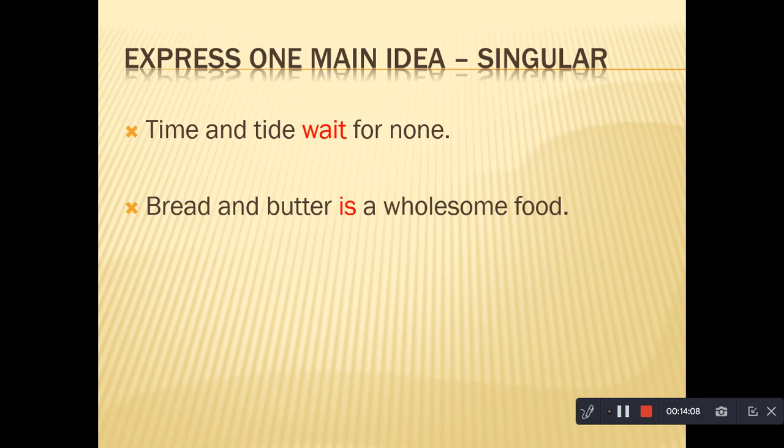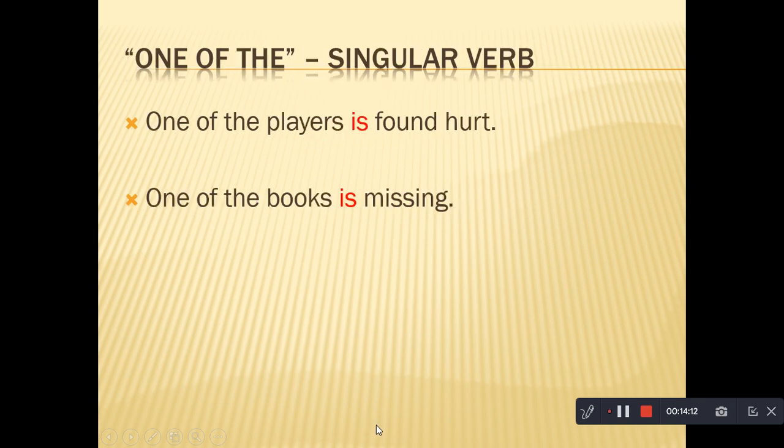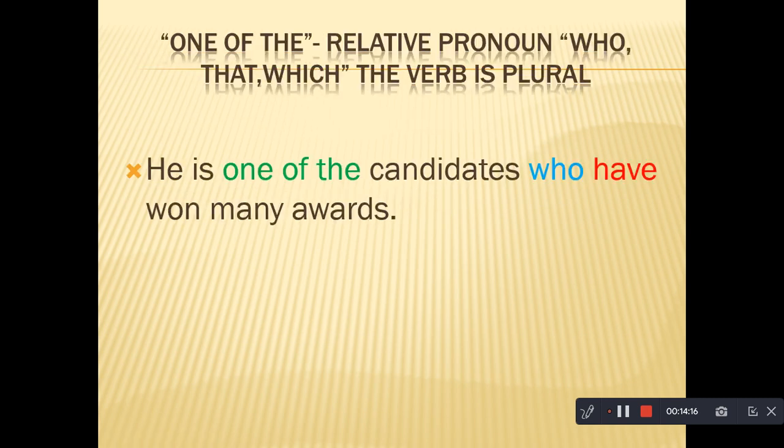At that time, we use the singular form of the auxiliary or verb. Next, when a sentence begins with "one of the," we use the singular form of verbs or auxiliaries. Next, when "one of the" is followed by a relative pronoun, who, that, which, we treat it as plural. He is one of the candidates who have won many matches.